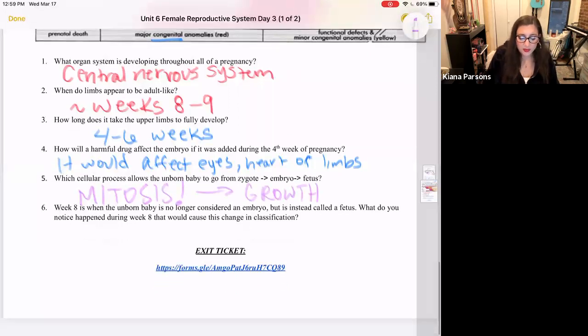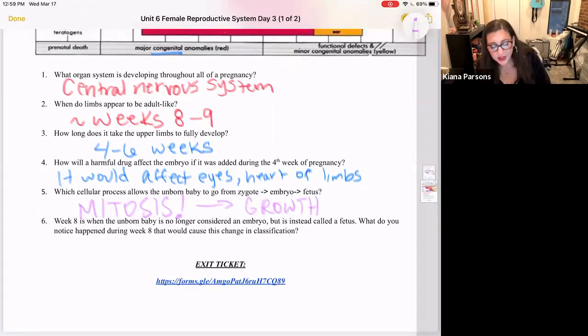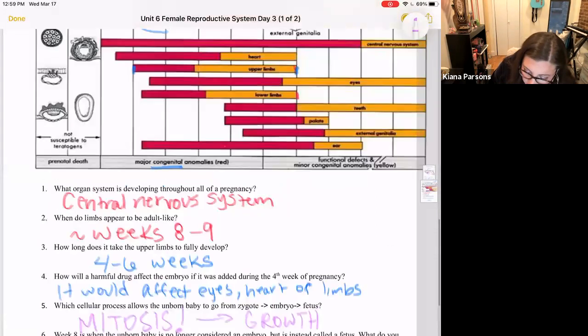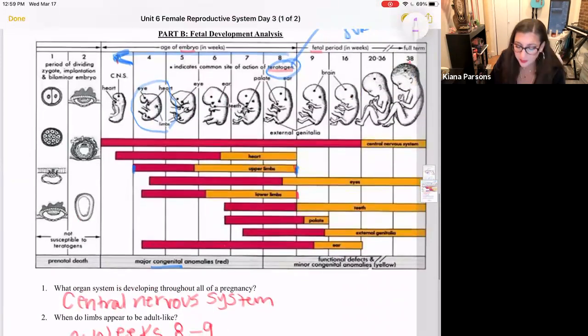All right, last question. Week 8 is when the unborn baby is no longer considered an embryo. It is instead called a fetus. What do you notice happened during week 8 that would cause a change in this classification? So in week 8, the heart, the upper limbs, the lower limbs have finished development. So we have sort of the outer structure of the body is done, and the eyes, the teeth, the external genitalia, the ears, and the central nervous system are sort of what's left to develop.